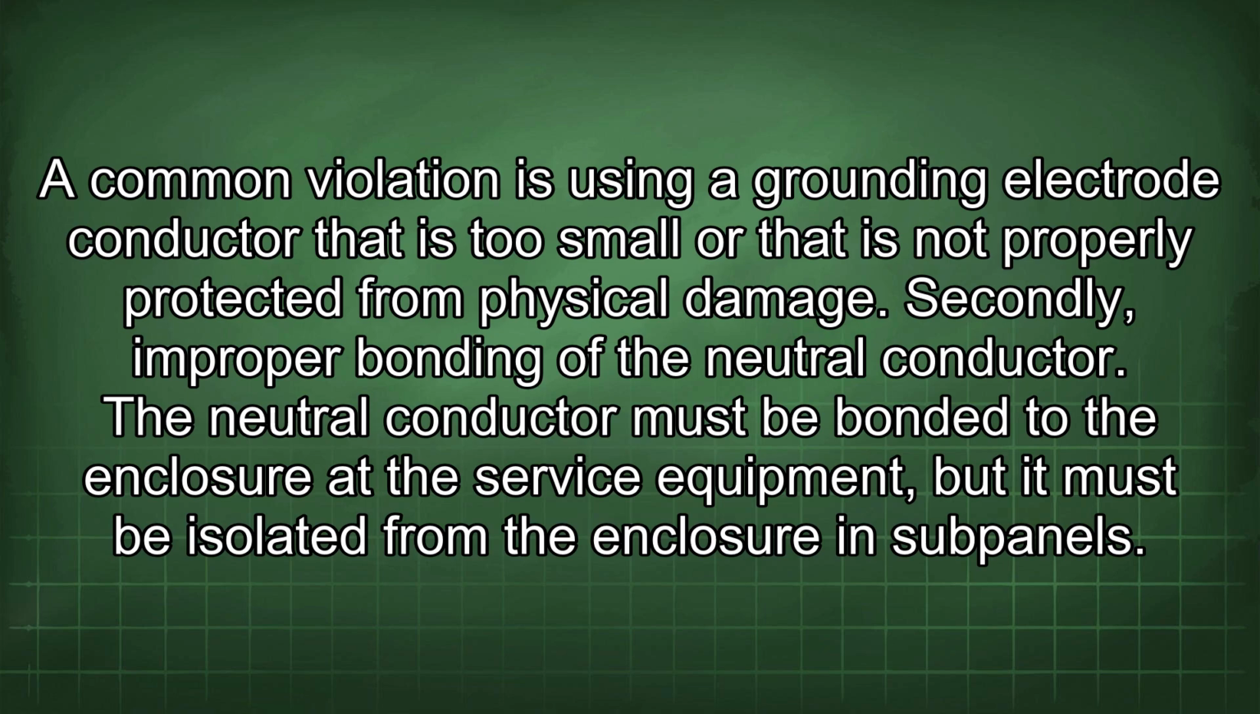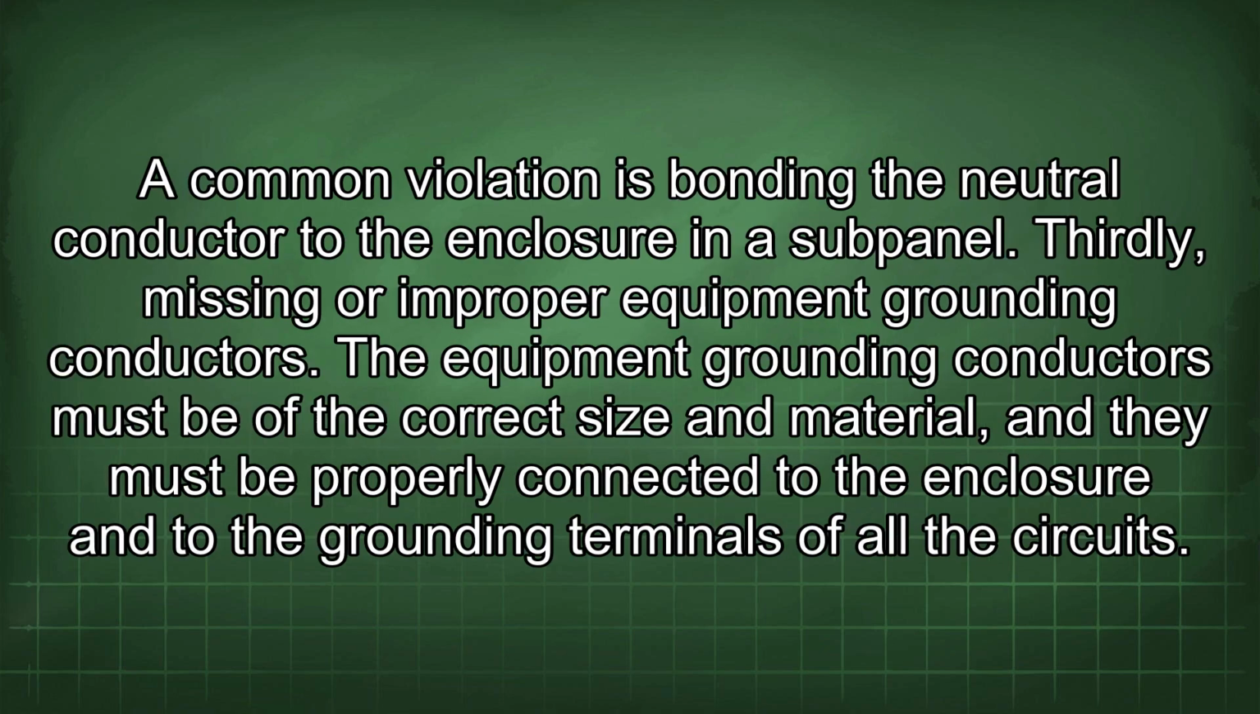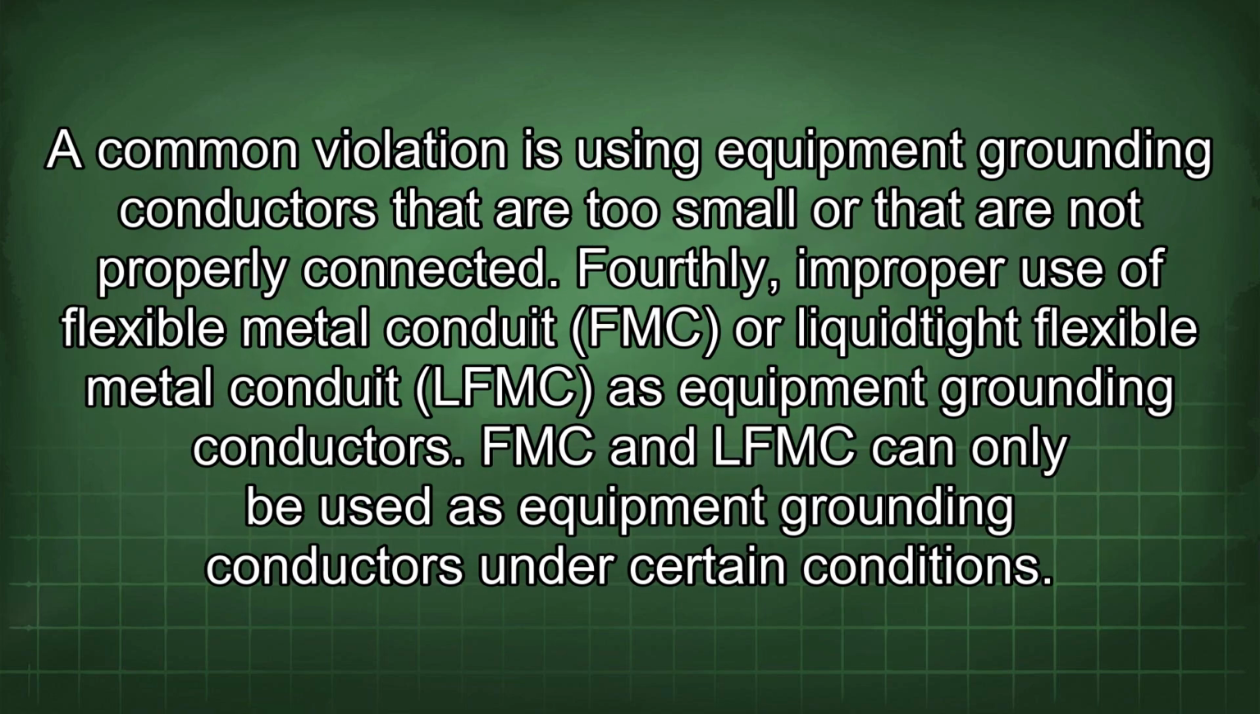Secondly, improper bonding of the neutral conductor. The neutral conductor must be bonded to the enclosure at the service equipment, but it must be isolated from the enclosure in subpanels. A common violation is bonding the neutral conductor to the enclosure in a subpanel. Thirdly, missing or improper equipment grounding conductors. The equipment grounding conductors must be of the correct size and material, and they must be properly connected to the enclosure and to the grounding terminals of all the circuits. A common violation is using equipment grounding conductors that are too small or that are not properly connected.